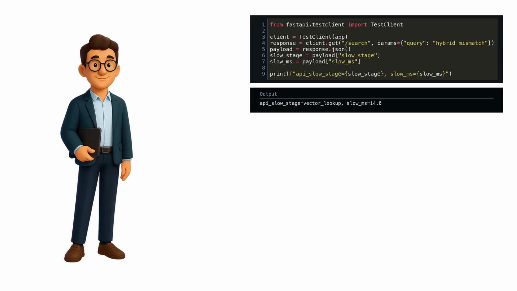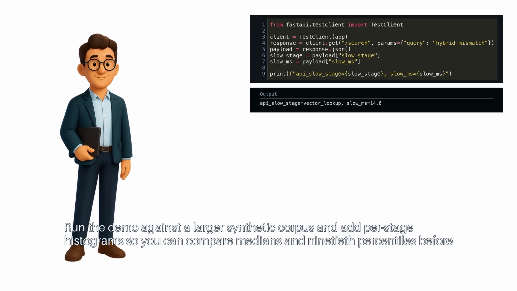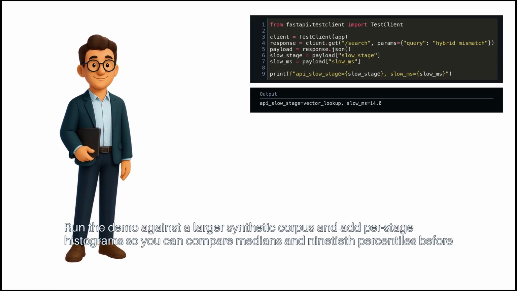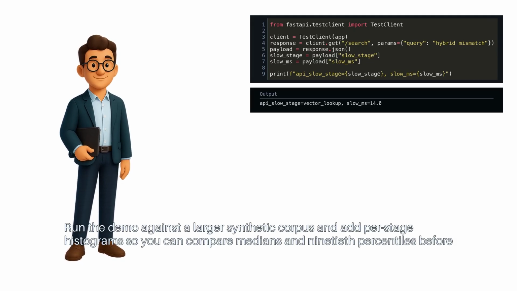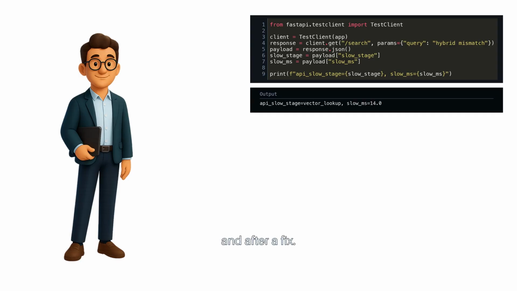Next step: run the demo against a larger synthetic corpus and add per-stage histograms so you can compare medians and 90th percentiles before and after a fix.